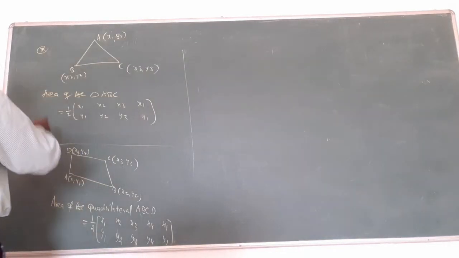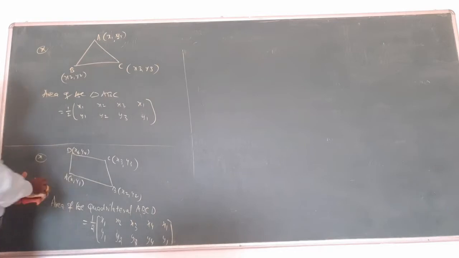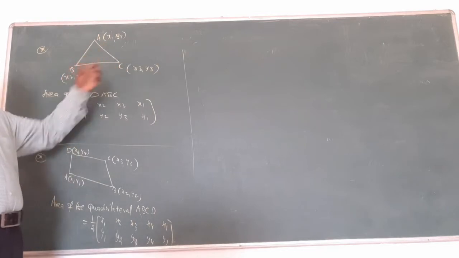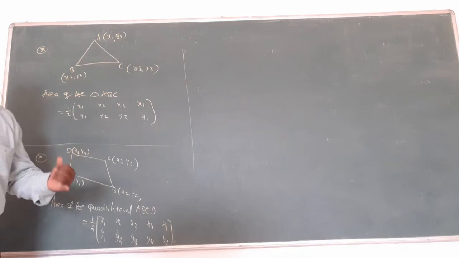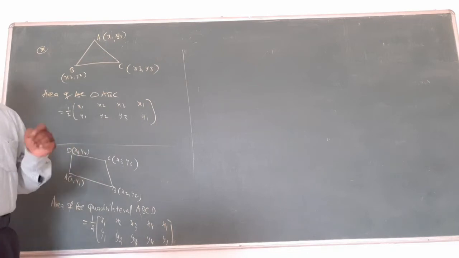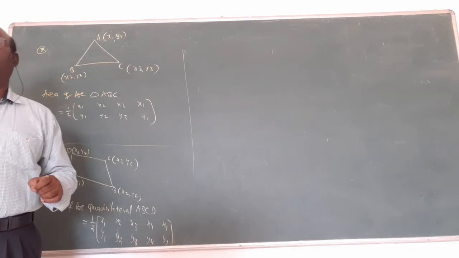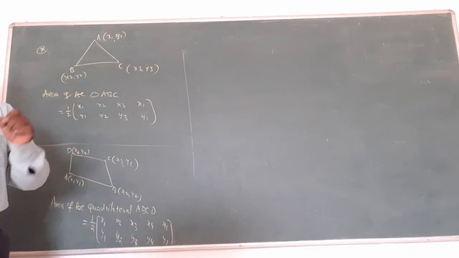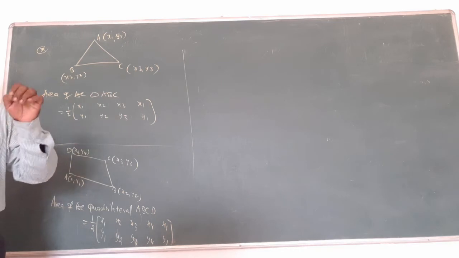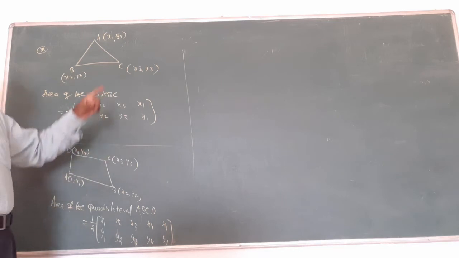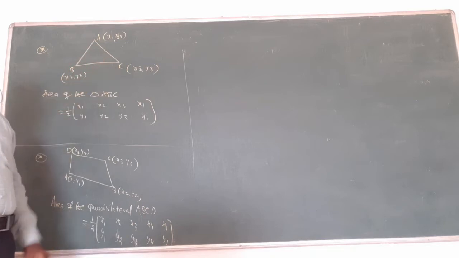Another important concept. One triangle is there, 3 points are given. For the area of the triangle, there is one formula for an equilateral triangle, one for an isosceles triangle, and one for a right angle triangle. But here, the same thing, area of the triangle is asked, but the 3 vertices are given.